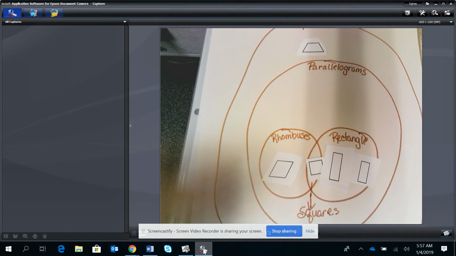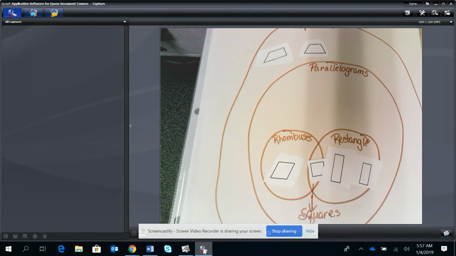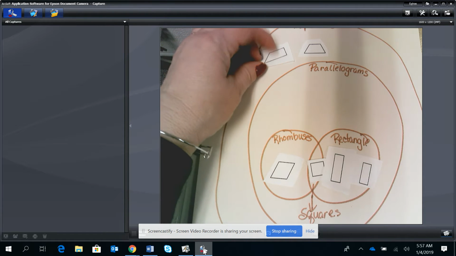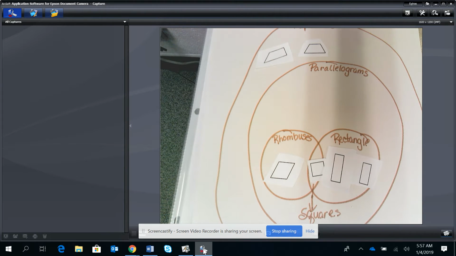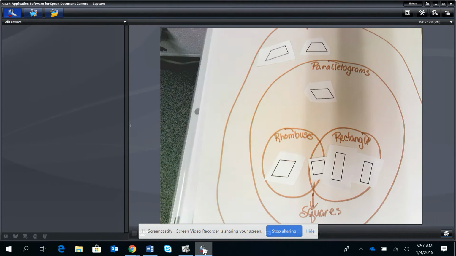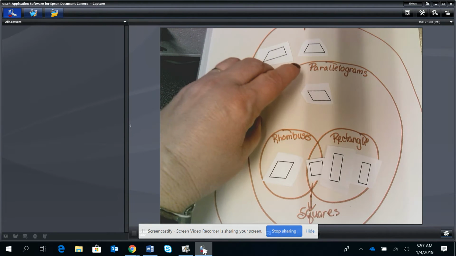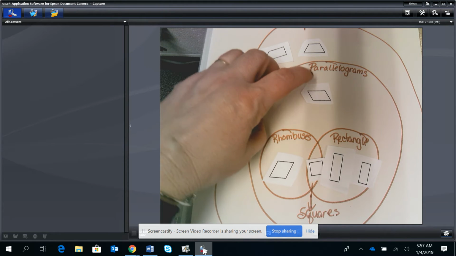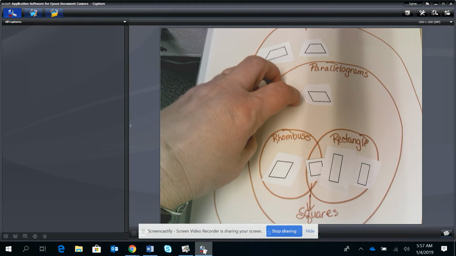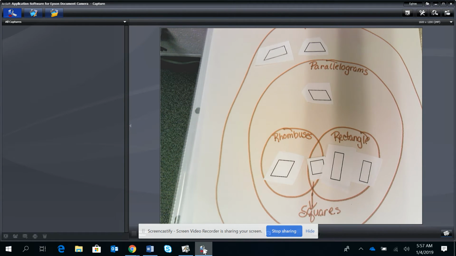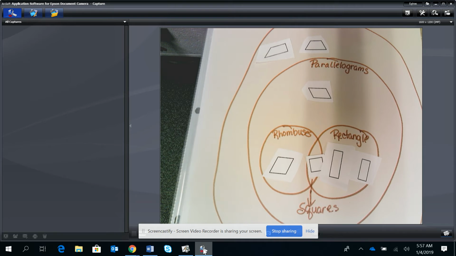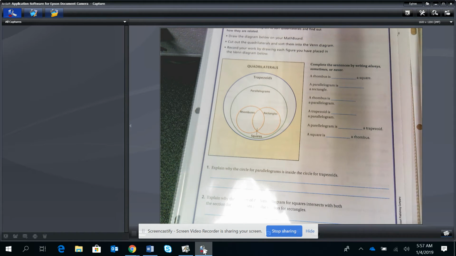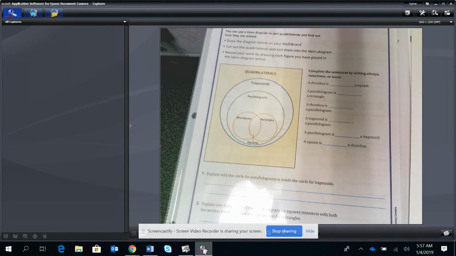Let's see if you got yours in the same place. Now let's go back and answer these questions. Leave it lay there beside you. A rhombus is a square. So we can say sometimes, always, or never. If I look at my diagram, I would say that a rhombus is sometimes a square, but not always, because this is not a square, but it's a rhombus. This is a rhombus, but it's not a square. So that's why it is sometimes.